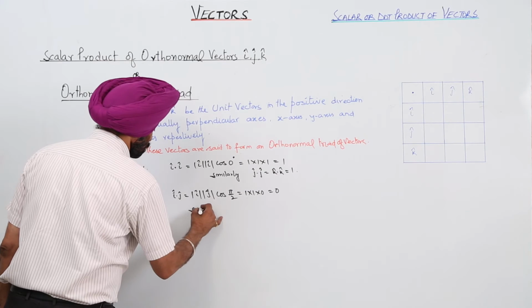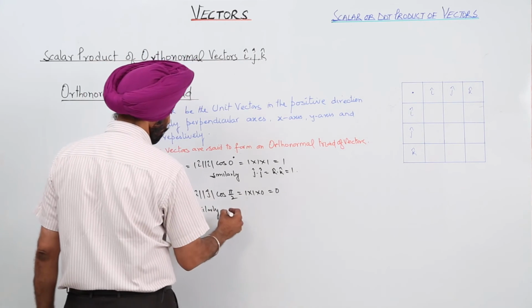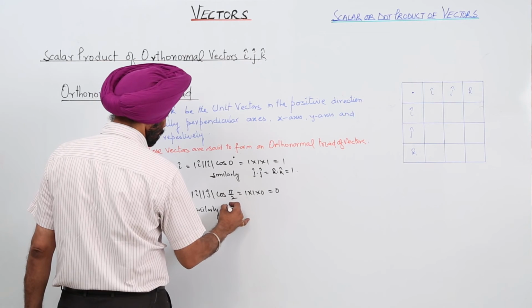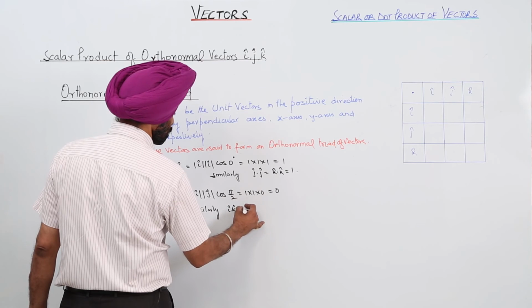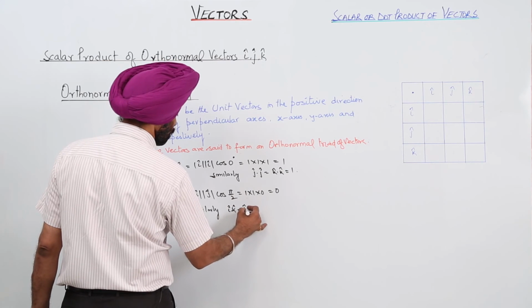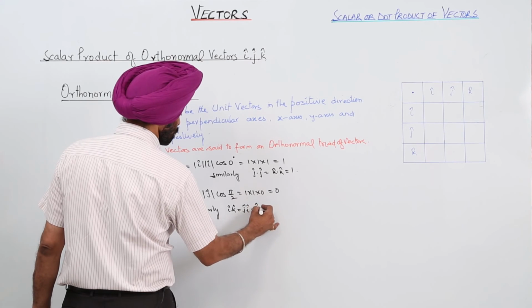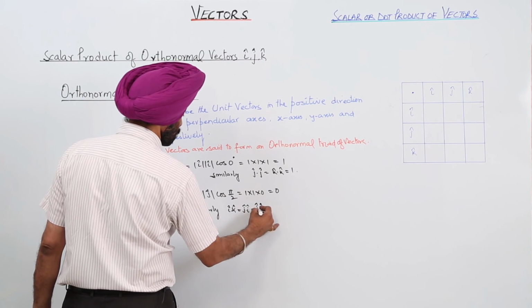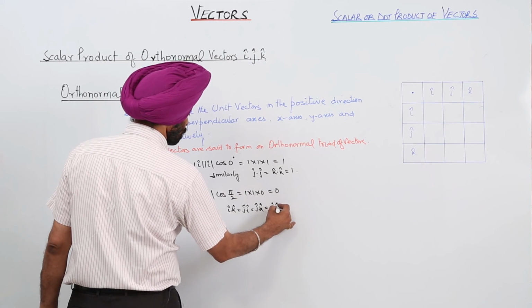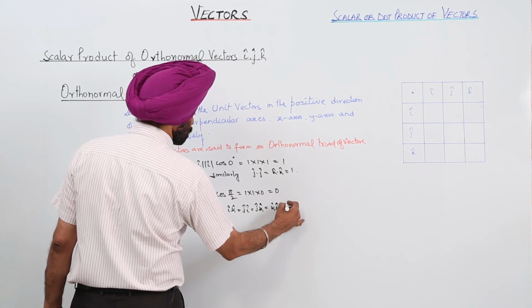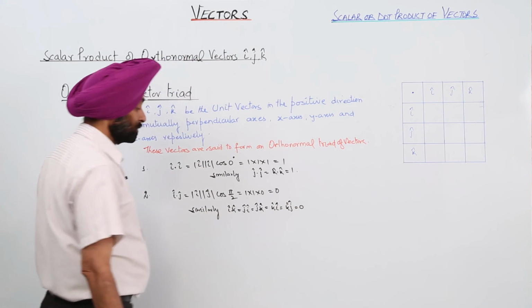Similarly, i dot k cap is equal to j dot i cap is equal to j dot k cap is equal to k dot i cap is equal to k dot j cap is equal to 0.